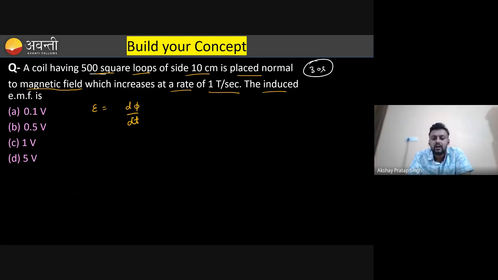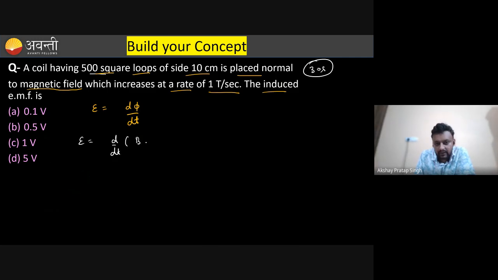Is it clear? d phi over dt means rate of change of flux. I have not used a negative sign because the negative sign just tells us the direction of the positive and negative terminal of the induced EMF. So we are not interested in that, and I am skipping this negative sign. So what you can write, E is equal to d over dt.